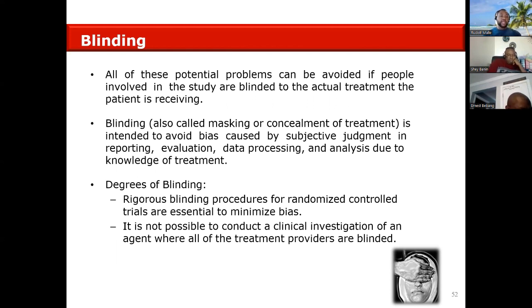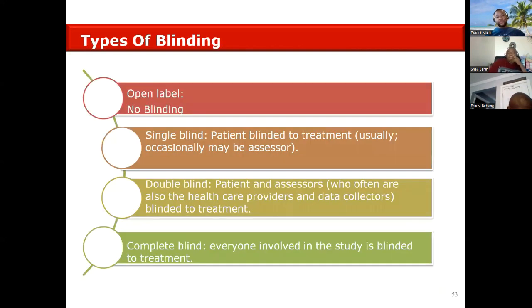Of course, blinding, also known as masking. Degrees of blinding, rigorous blinding procedures for randomized controlled trials are essential to minimize bias, just like we've been talking about. So just to understand blinding in a more distinct manner, types of blinding.